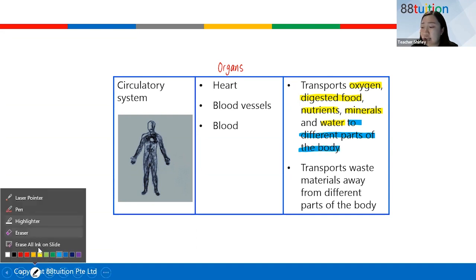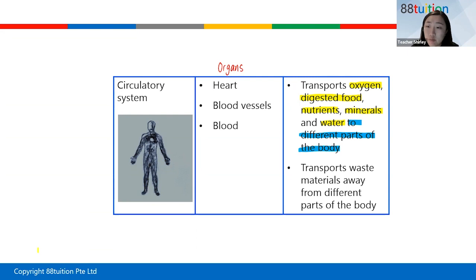This one is from the heart to the rest of the body. On the other hand, there are also things like waste material. Waste material, of course, you don't deliver to the body cells, you deliver it away from the different parts of the body. So basically the circulatory system performs two different functions: it transports all the things that are needed to the different parts of your body which need them, and at the same time, it also transports the unwanted waste materials away from the different parts of the body. So that is that.